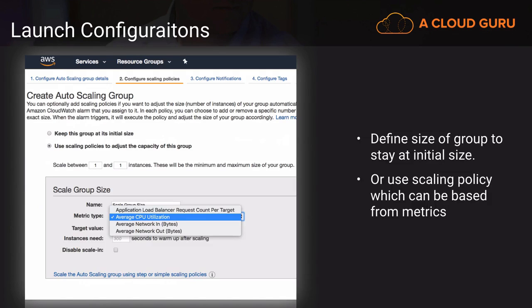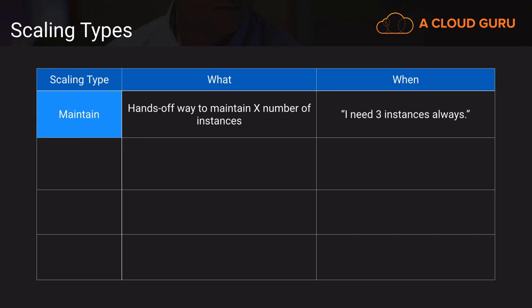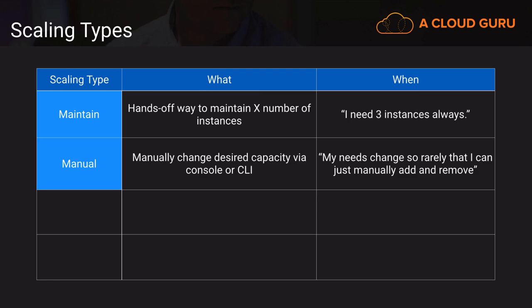One option for an auto-scaling group is to keep at a certain number of instances. Another option is you can scale based on certain attributes and metrics of the systems inside that scaling group. In this case, for example, we can scale based on average CPU utilization or maybe network traffic. Now, there are a few scaling types that we can take advantage of. First is maintain. It's just a way to maintain a certain number of instances. And we would use this when we say we need 3 instances always. The other method is we can do it manually. We can go out to the console or the command line interface and just tell AWS we need this many units, and it will react accordingly.